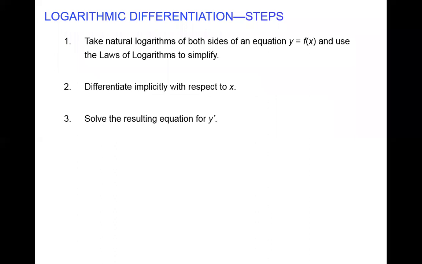That means taking a natural log of both sides of the equation y equals f of x, and using the laws of logarithms to simplify. That is the first step of logarithmic differentiation. Then we differentiate using implicit differentiation with respect to x, and in the final form we solve for y prime, and this will be our answer. So let's see how we can apply logarithmic differentiation.